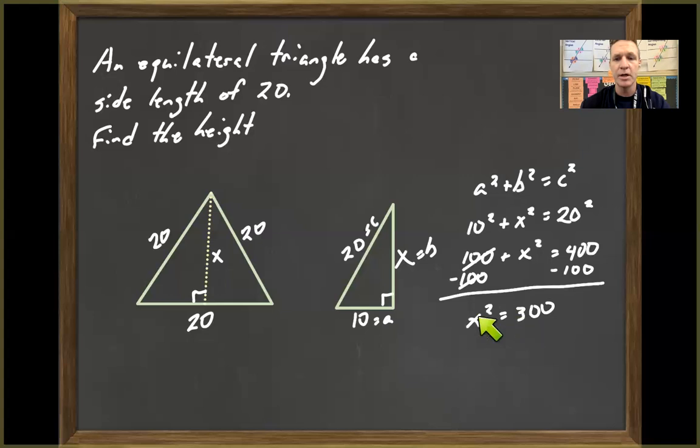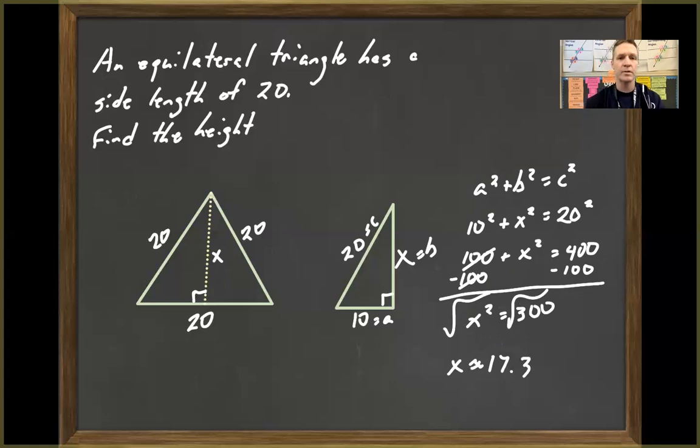Well, since this is an equation, we can take the square root of both sides, and that reverses out this square, right? x times x. Well, the square root of that is just x, and that's going to be approximately equal to 17.3. And that was your solution.